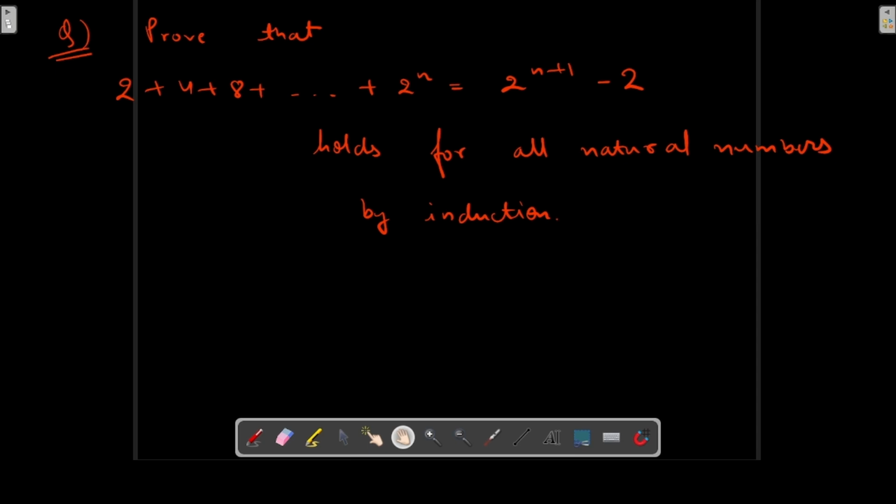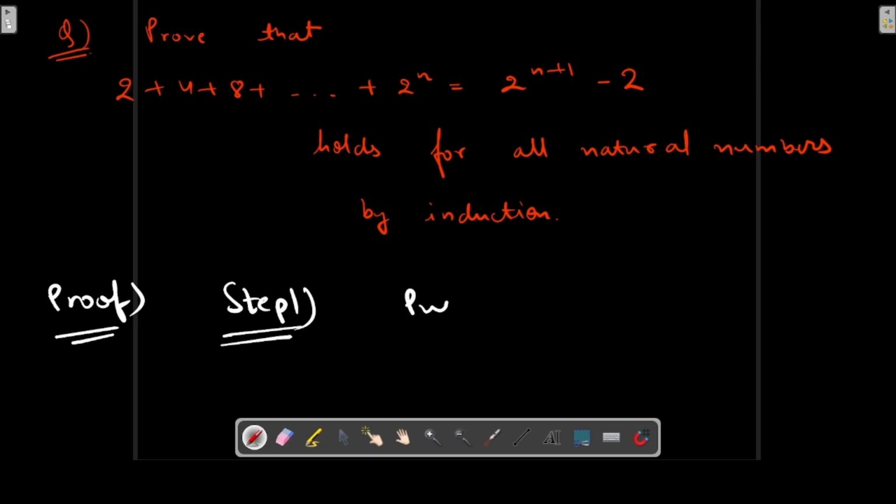This question says 2, 2 square, 2 cube, and so on till 2 to the power of n, is 2 to the power of n plus 1 minus 2, and it holds for all natural numbers by induction. We need to prove this. Let's start. So for the proof, what is your step 1?